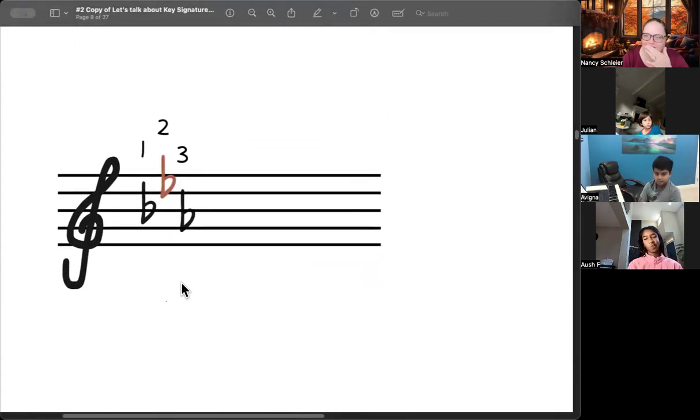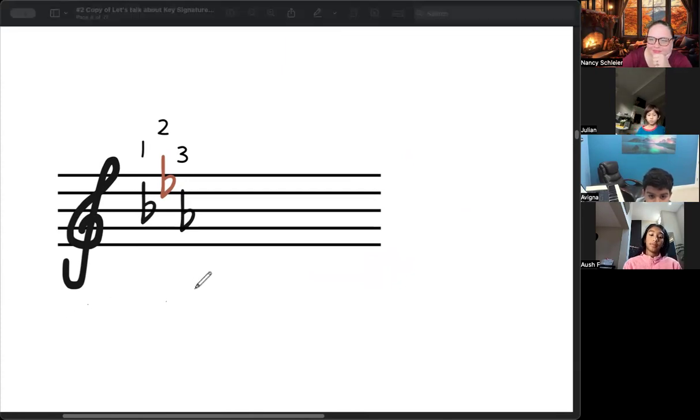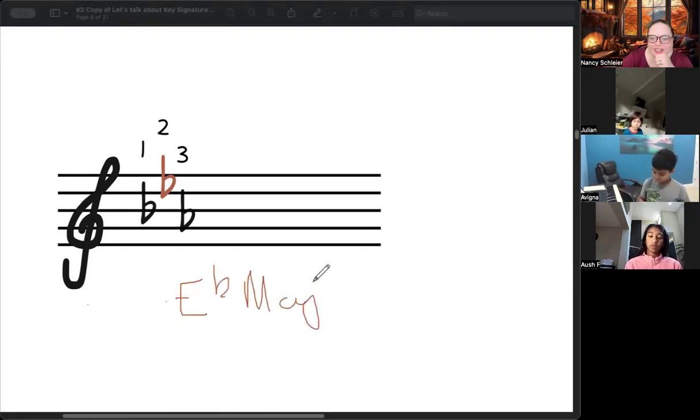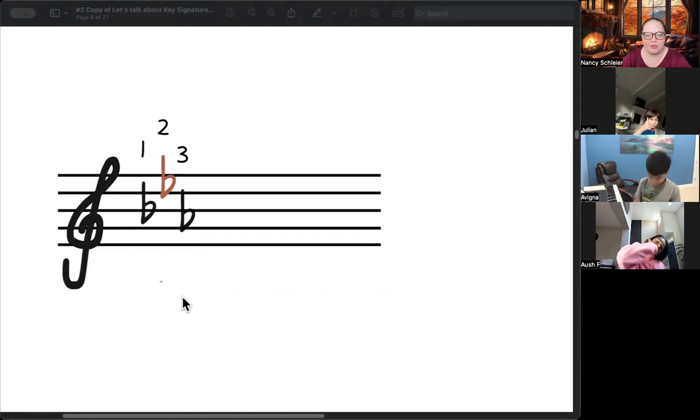Aria, you're up next. What's this one? That one is E flat major. E flat major. Very nice. Very nice. All right. So far, so good. Does everybody understand this? All right. And then we'll do one more.